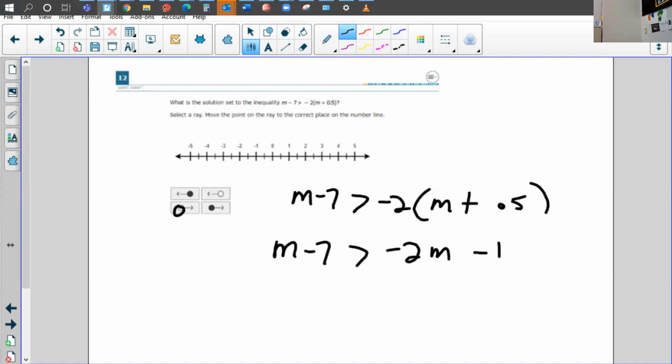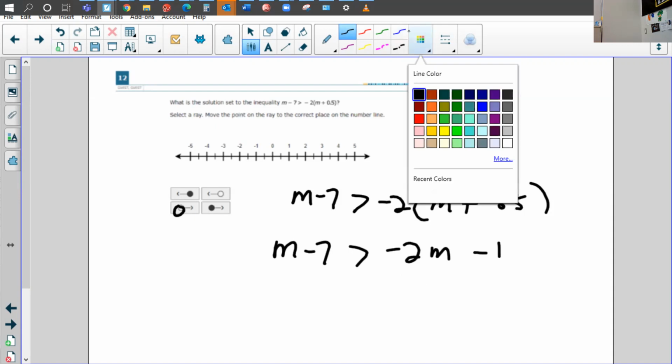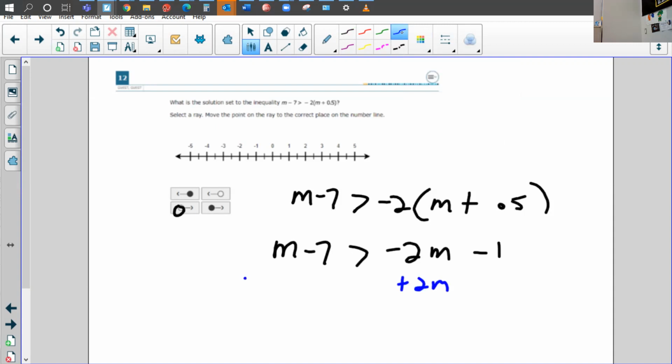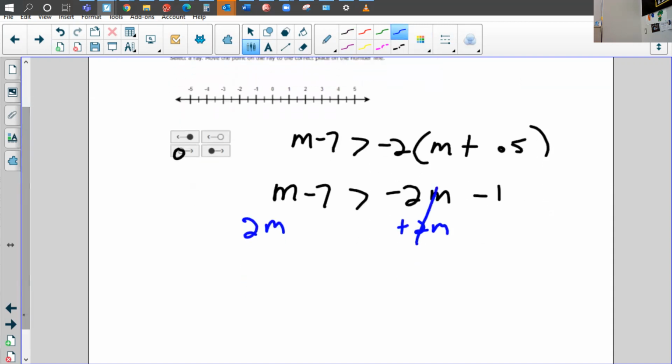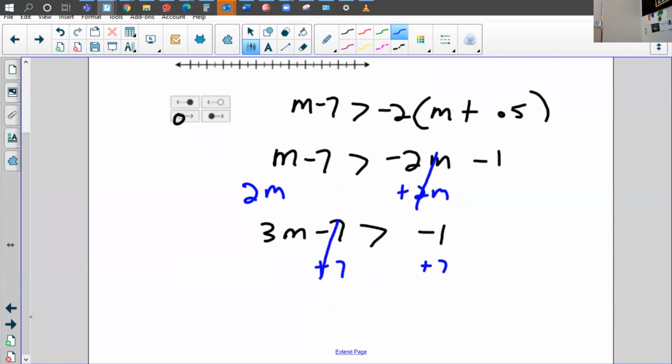So I'm going to add 2M here, 2M there. So now that goes away. I'm left with 3M minus 7 is greater than minus 1. I'm going to add a 7 here and a 7 there. So now that goes away. I'm left with 3M is greater than 6.